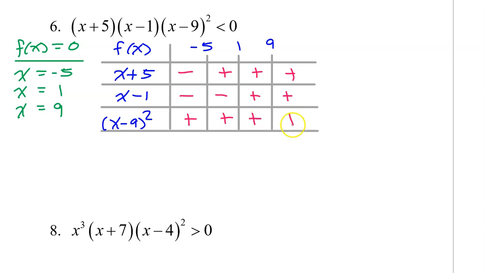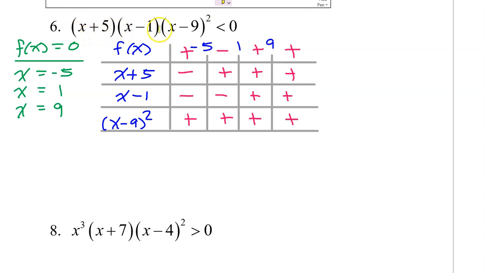Positive, positive, positive, positive. The overall sign of f of x is positive in the first interval because we have an even number of negatives. Similarly, it will be negative in the second interval. We only have one negative, and it will be positive in the last two intervals.